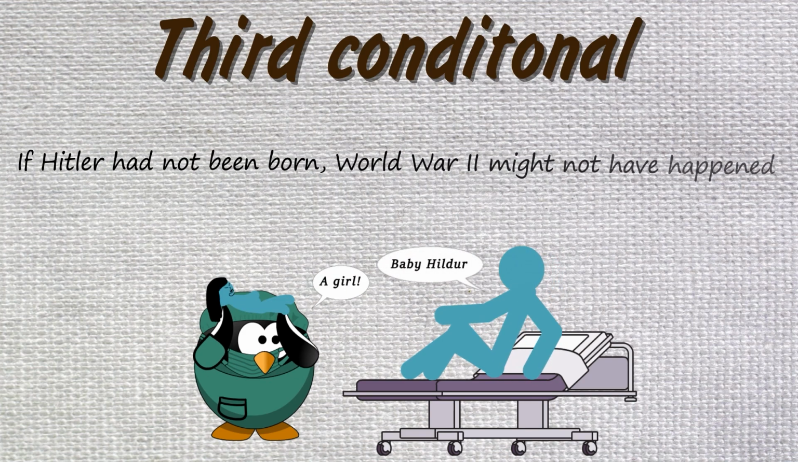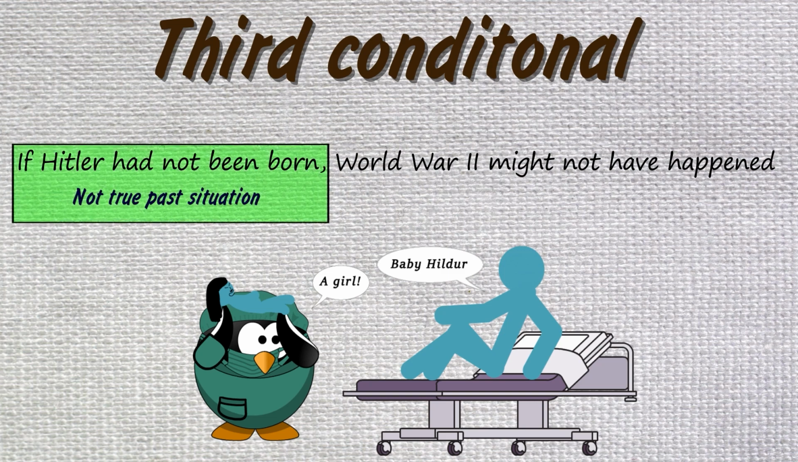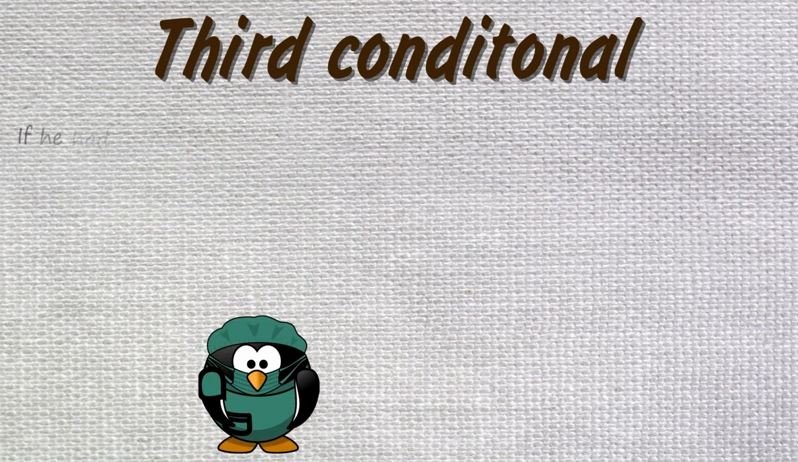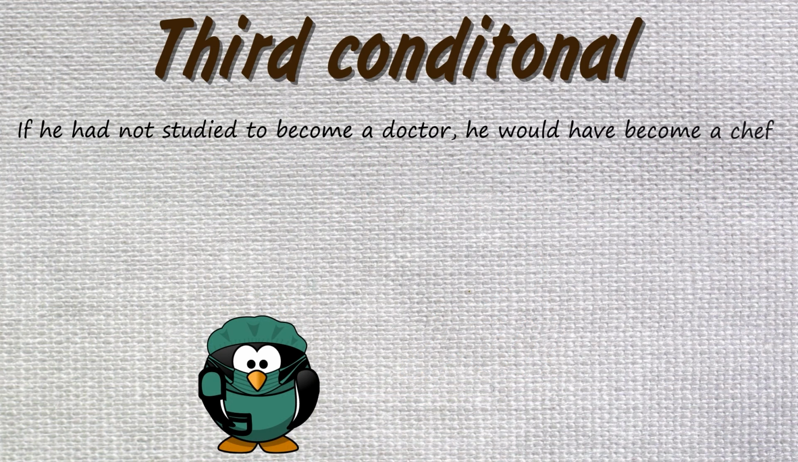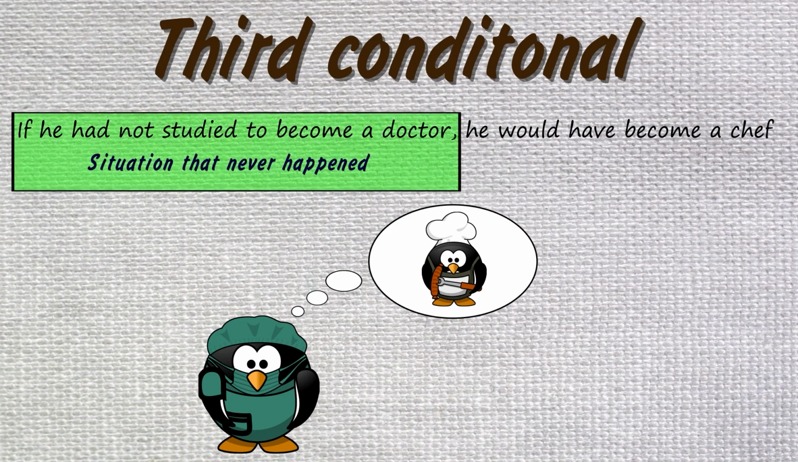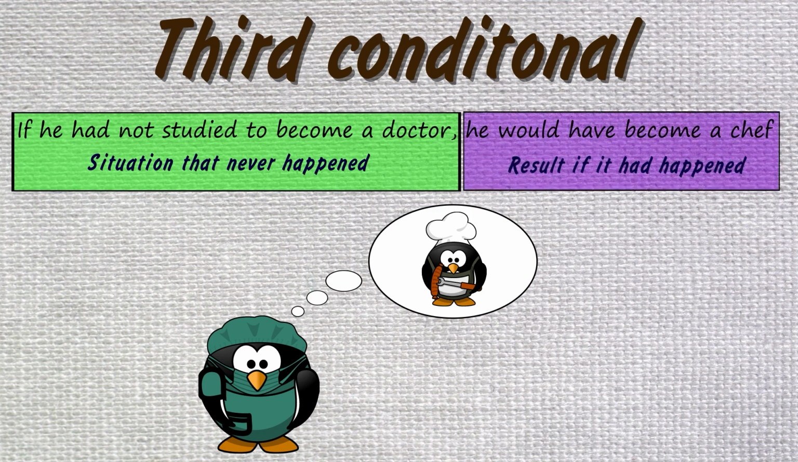Let's see another example. If Hitler had not been born, World War II might not have happened. We have our past situation, which is not true because Hitler was born, and our hypothetical result of that action if it had happened. Here's another example. If he had not studied to become a doctor, he would have become a chef. This is the situation that never happened, and this is the result of that situation if it had happened.